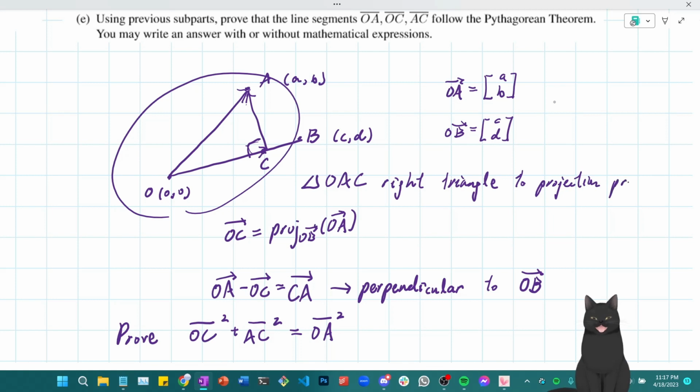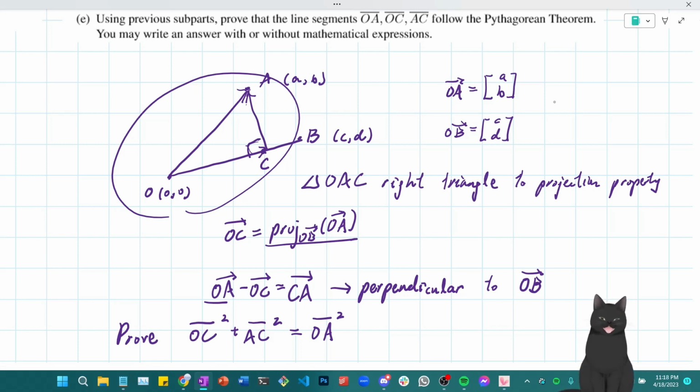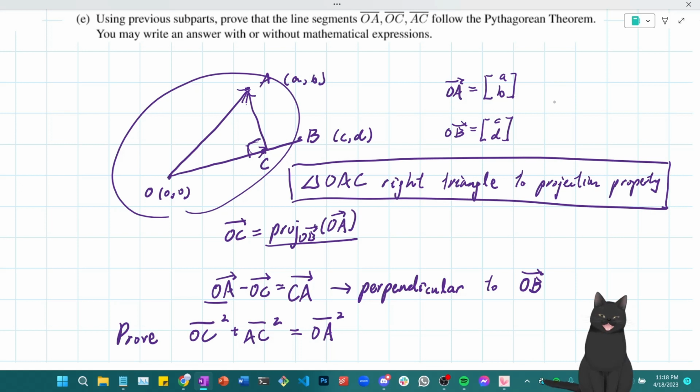And this projection property, or the property of projection vector, is that the projection of the difference between OA and the projection of OA onto OB must be perpendicular to OB itself. The reason for this we have also addressed in the previous part of the question. So you can directly say this, and that will form a good solution to the problem, because you may answer without mathematical expression. But if you answer with mathematical expression, here's how we'll do it.